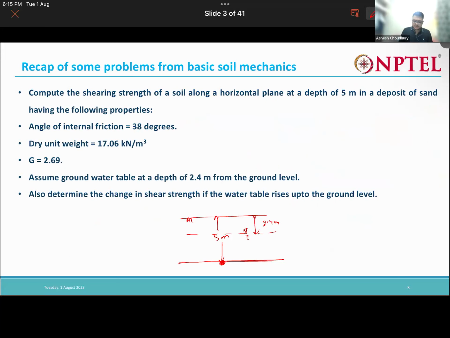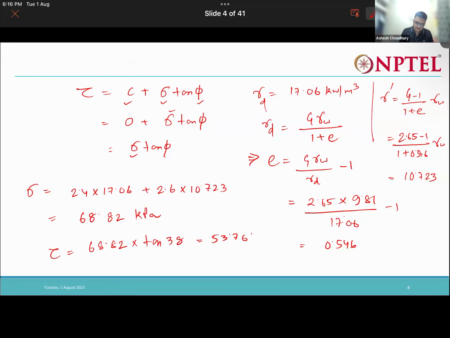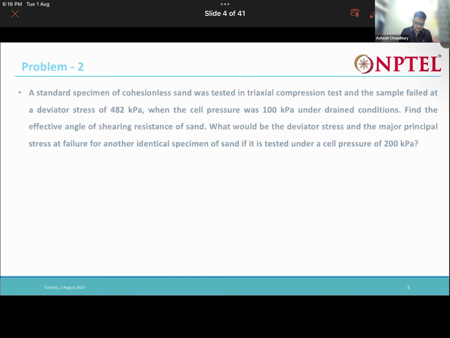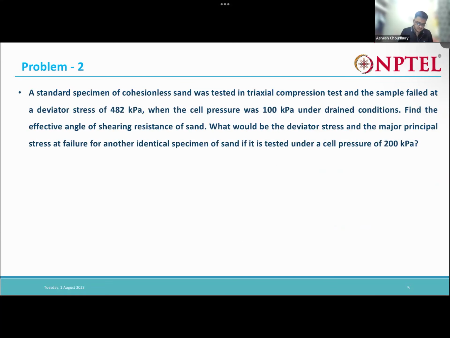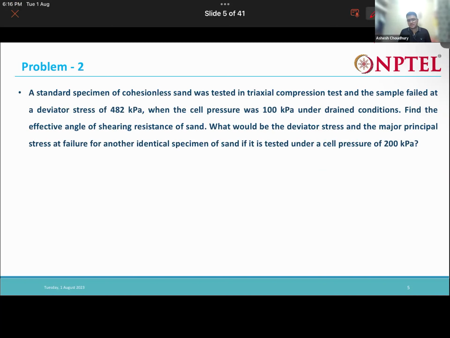Now the next part is the change in shear strength if the water table rises to the ground. So if the water table rises to the ground level, what will change? This sigma is going to change. So this sigma will be nothing but 5 into 10, which is 50 kPa. So then our new shear strength is nothing but 50 into tan 38, which is 39.06. Okay, so you can calculate this, right? So it was a very easy, simple, and straightforward problem, right?